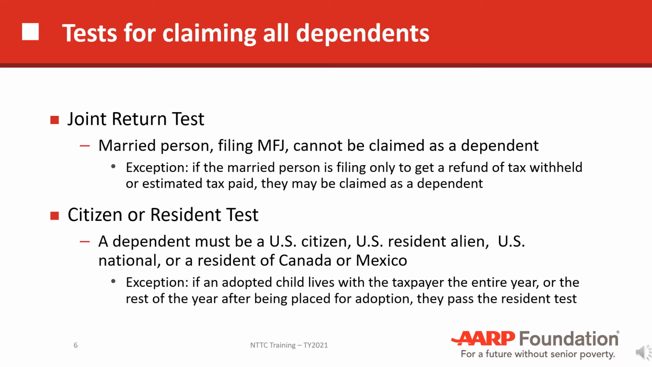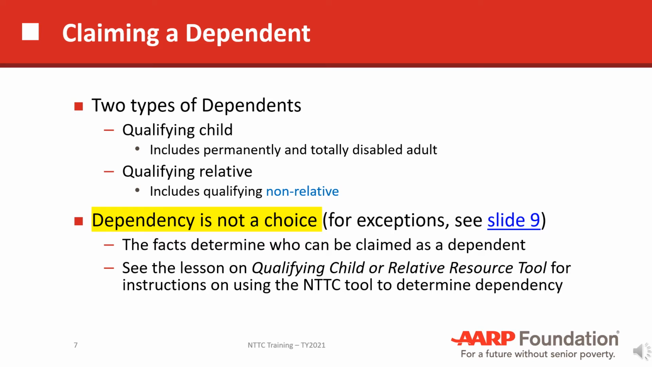So adopted individuals do pass the resident test. Claiming a dependent. This is where things get a little bit murky. There are two types of dependents. First is the qualifying child, but unfortunately, it does not always mean that it is actually a child because it includes permanently and totally disabled adults. Then we have the qualifying relative. And this may not always be a relative because it includes qualifying non-relatives as well. So even though they use the term child and they use the term relative, those things don't always hold true.